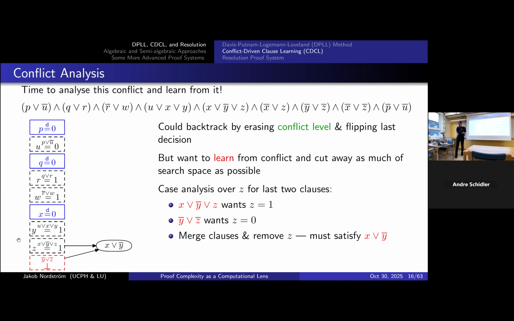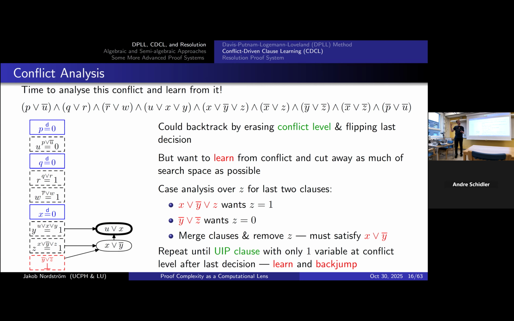And now we can continue and look at this clause. It wants Y to be false, but U or X or Y wanted Y to be true. So we can merge them and remove Y in the same way and learn that in fact U or X should have been true. And now, again, I'm doing this a little bit quickly, but now the SAT solver will terminate and say, I want to learn this clause.